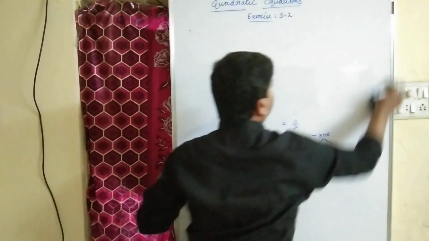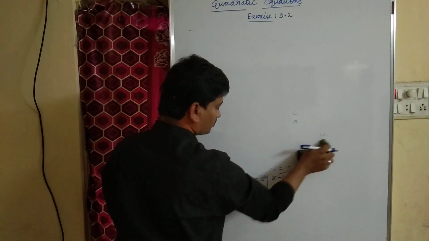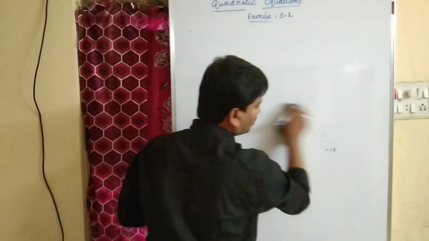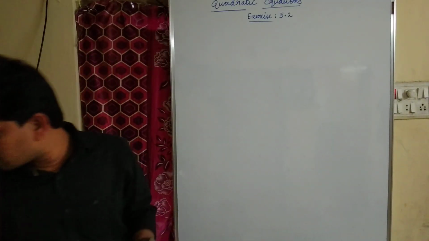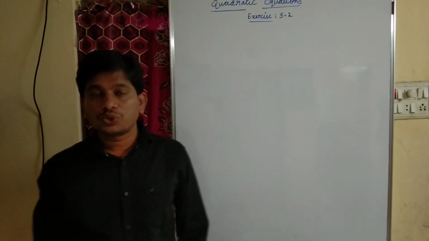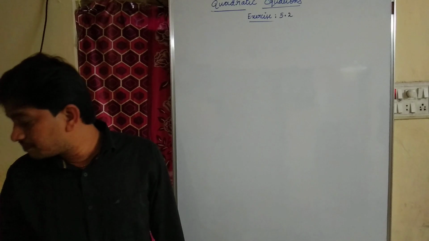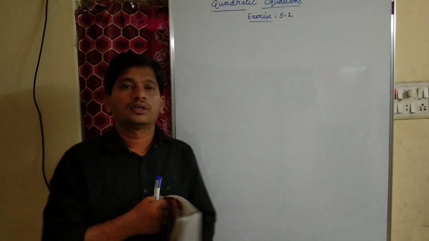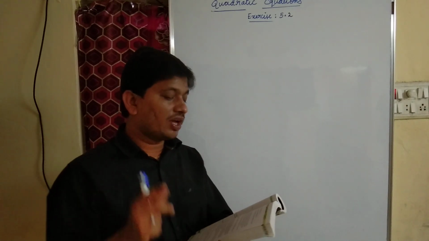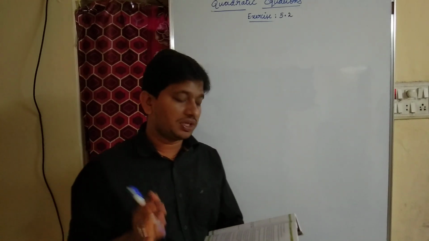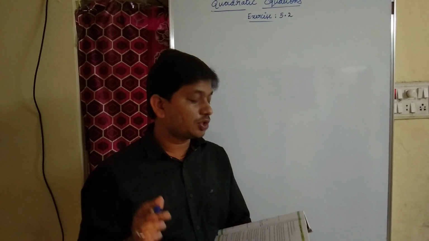Now coming to fourth question. What is the fourth question? The altitude of a right angle triangle is 7 cm less than its base. If the hypotenuse is 13 cm, find the other two sides.